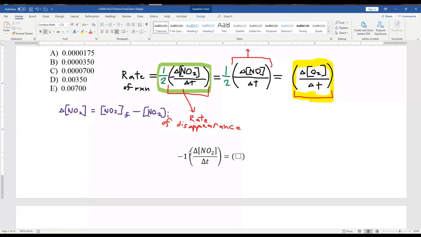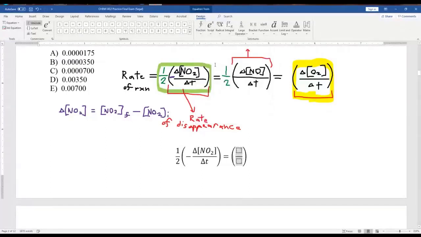-1 over 2. Well, that negative on the inside. Okay. That's going to be equal to that delta NO2 over delta T.